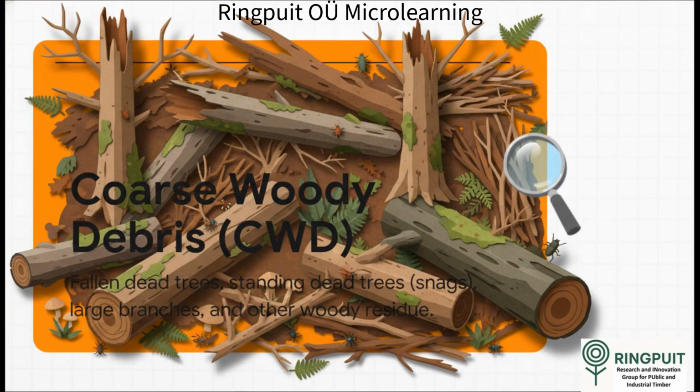So there's actually a scientific name for all this stuff. It's called coarse woody debris, or CWD for short. And that covers the whole shebang: the huge fallen logs, the big branches, even those dead trees that are still standing, those are called snags. And this CWD, that's what we're going to dive into.